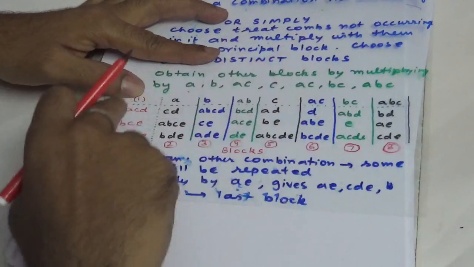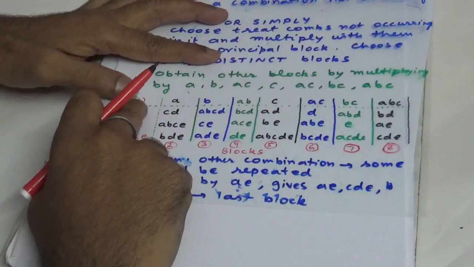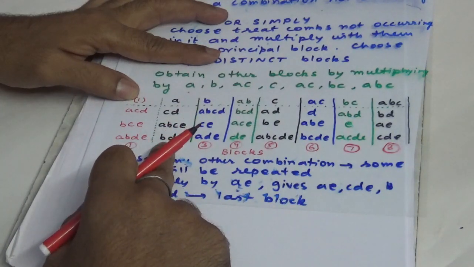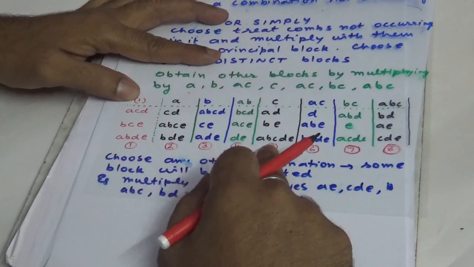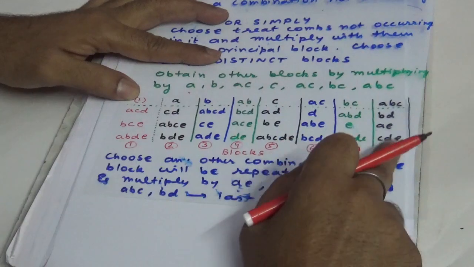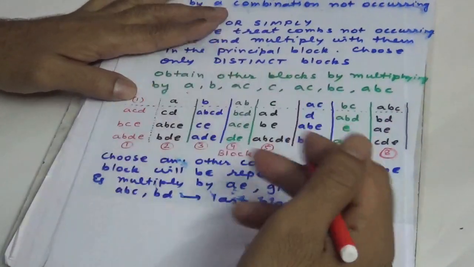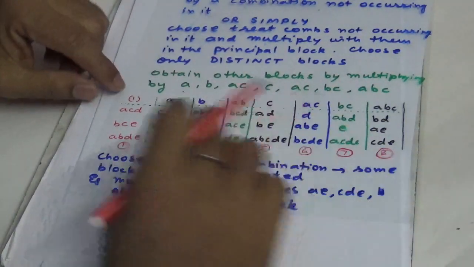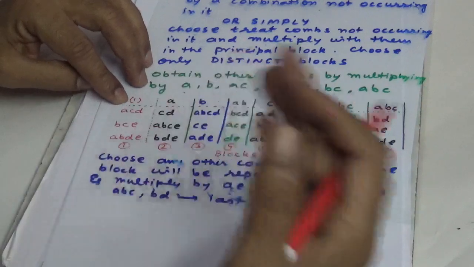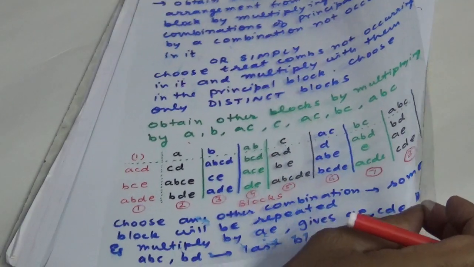Similarly, if you multiply the principal block by ABC, then 1 into ABC is ABC. Now let us find out whether this ABC is occurring in any other block or not. Not here, not here, but here, in block number 8, this ABC is already there. So if you multiply all other treatment combinations by the elements in the principal block, you will see that they are getting repeated, and so you have to choose only the required number of distinct blocks.